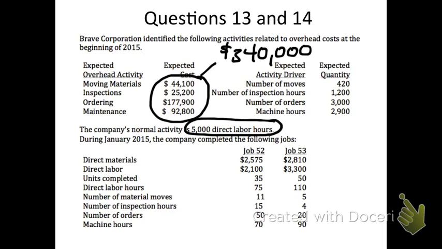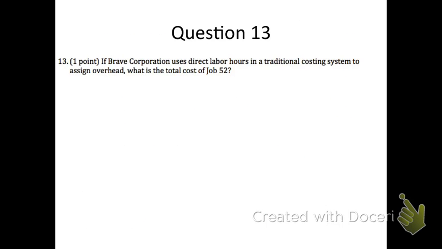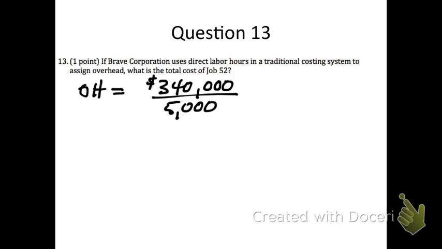So in traditional costing, let's see what we have on the next screen. In traditional costing, we determine what the overhead rate is. The overhead rate is that total $340,000 in overhead divided by the total number of direct labor hours that they expect, which is 5,000 direct labor hours. So your overhead rate turns out to be $68 per direct labor hour.